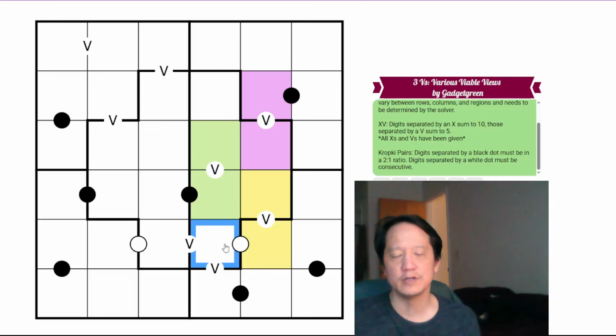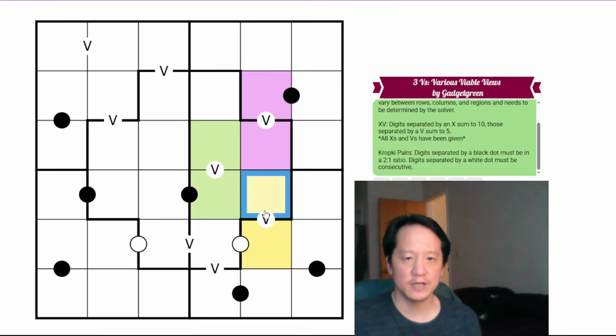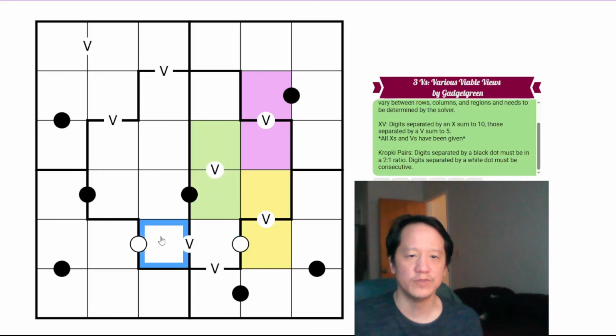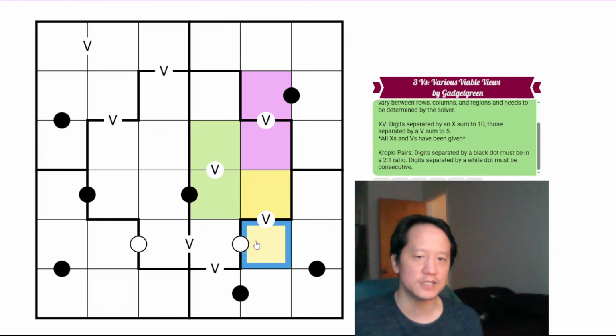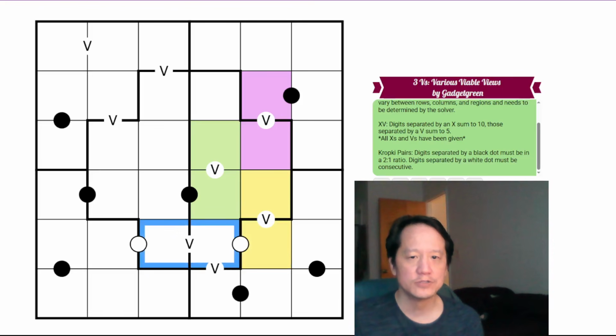This cannot be the yellow one. It can't be the green one. Both greens see that cell. Both of these cells see that yellow cell there. So these have to be both pink. Therefore, this is pink here. We have pink here. This cannot be pink. So this is green or yellow here.